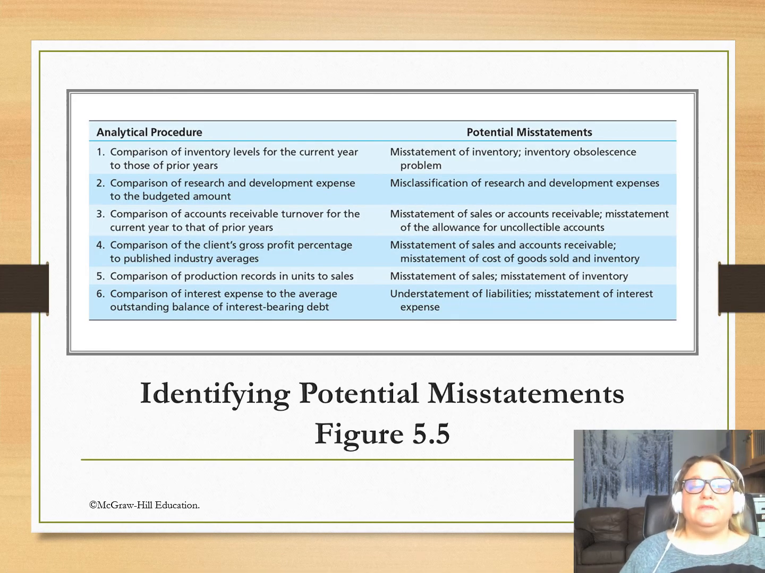So here is the type of analytical procedure and the type of misstatement it would find. Very helpful. I'll just do one or two. My favorite one is accounts receivable turnover for the current year compared to prior years. What it might show is a misstatement of sales or accounts receivable, or a misstatement of the allowance for collectible accounts. So that's a big one. You can just go in and look at the different things in there, and it's helpful. This kind of stuff also comes up on your standard.